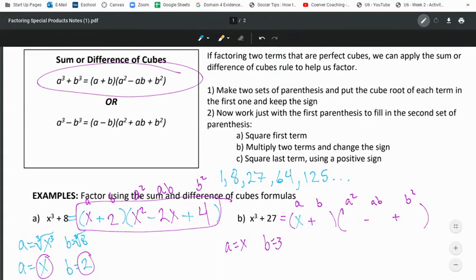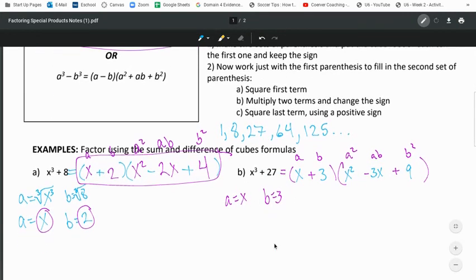A is the same thing as x. B has a value of 3. A squared has a value of x squared. A times B has a value of 3x. And B squared has a value of 9. All these values are essentially from these two values right here. I'm just substituting. I find what A and B are, and then I substitute.